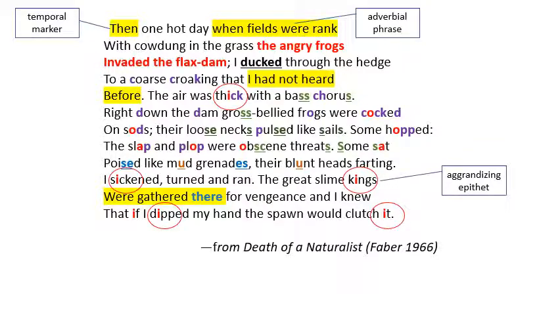There's something about this sensual nature of the male frogs stacked on each other that is disgusting. Some sat poised like mud grenades. And there's the violence, there's the tension. That simile creates a sense of male violence, predatory, as if they will explode at any moment.